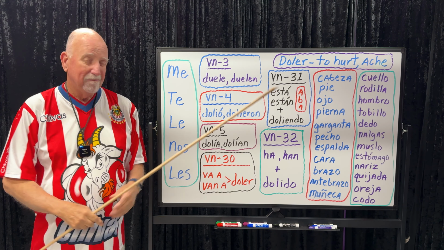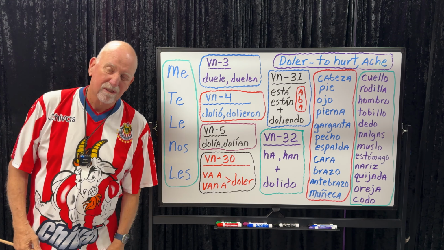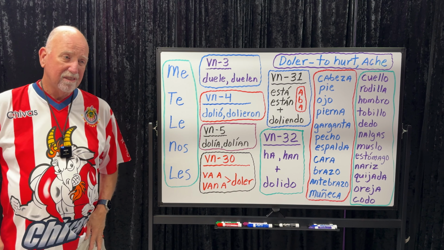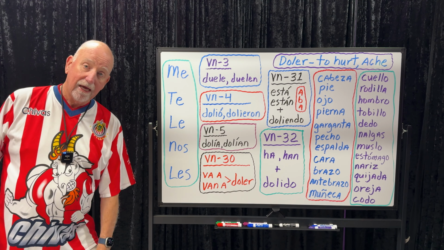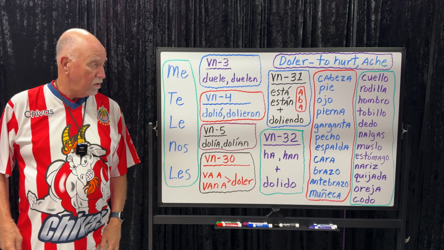Rotator cuff. El tobillo. My ankle hurts. Me duele el tobillo. Dedo. My fingers hurt. Me duelen los dedos. Las nalgas. Me duelen las nalgas. El muslo, thigh. Te duele el muslo? Just got back from a hike. Does your thigh ache? Te duele el muslo?